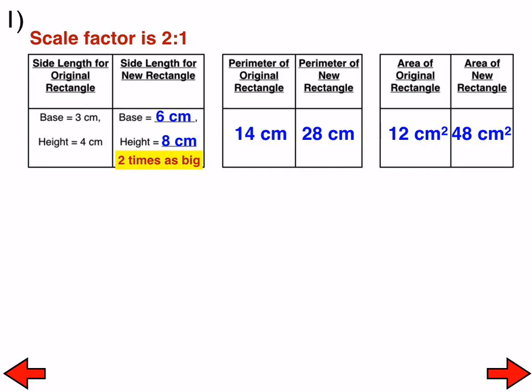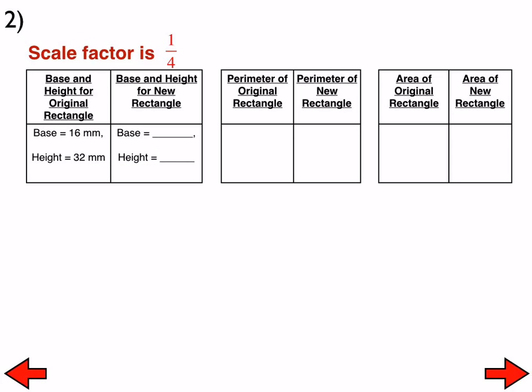The scale factor is 2 to 1. Notice that the perimeter is also 2 times as big as the original one was. But that's not the case for the area. How many times bigger is the area? It's 4 times bigger. And so the question might be, well, why is that? Well, that's part of what we're dealing with today. Okay? All right, everybody do number 2.